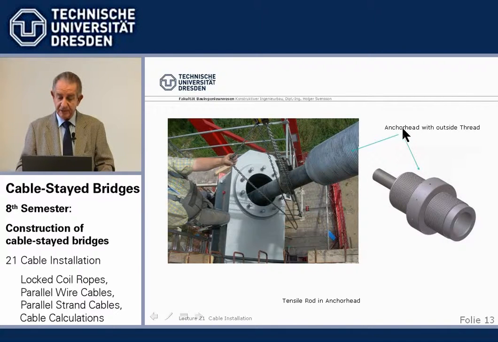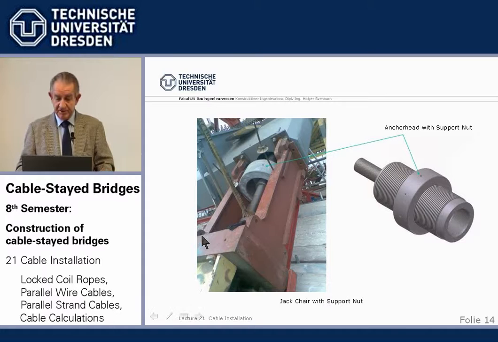This is where the cable comes down. This is the anchor head with an outside thread on which runs a support nut. The tie rod is screwed into it and runs through to the hydraulic jack underneath there. And here we see now the bottom end. We see the tensioning rod coming through here. There's the jack behind, and here we have placed the support nut.